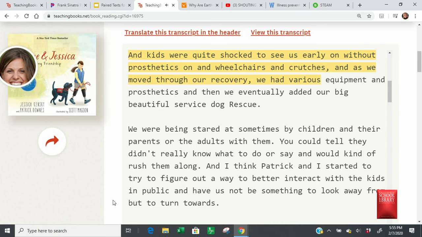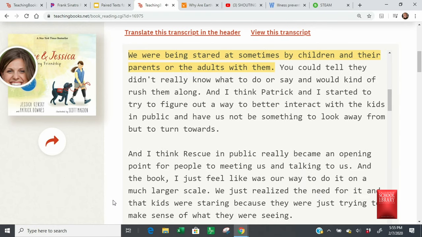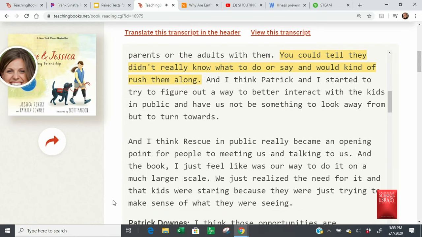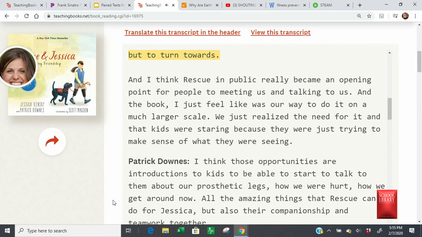And as we moved through our recovery, we had various equipment and prosthetics, and then we eventually added our big, beautiful service dog, Rescue. We were being stared at sometimes by children, and their parents or the adults with them, you could tell, didn't really know what to do or say and would kind of rush them along. And I think Patrick and I started to try to figure out a way to better interact with the kids in public and have us not be something to look away from, but to turn towards.